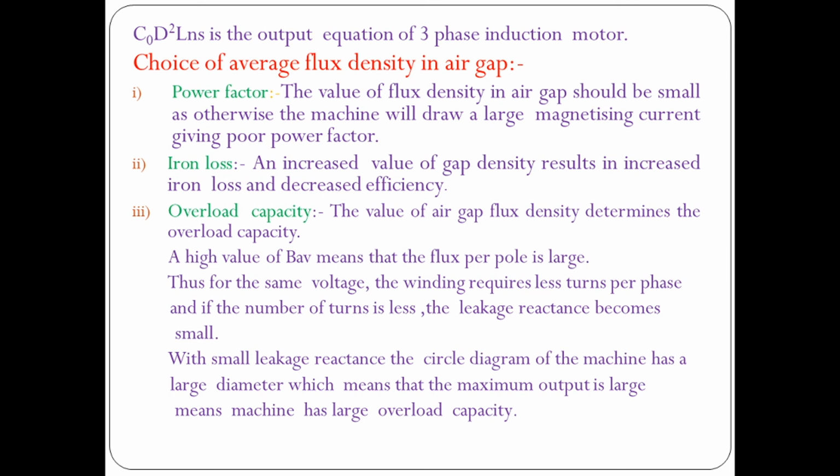One is the power factor. What is the power factor? The value of flux density in the air gap should be very small. If it is small, then it will not draw the large magnetizing current. If it is drawing large magnetizing current, then the power factor will be poor. So second point is iron loss. An increased value of gap density results in increased iron loss.